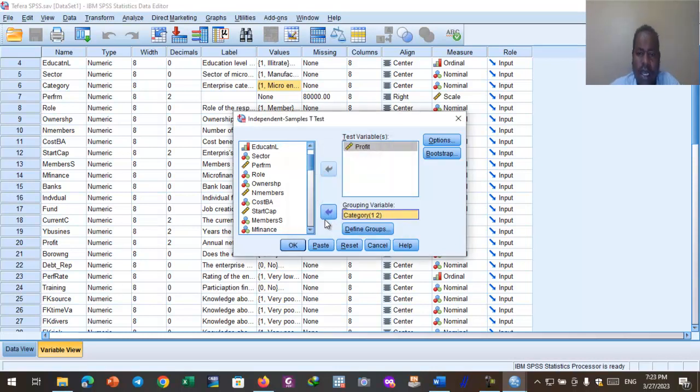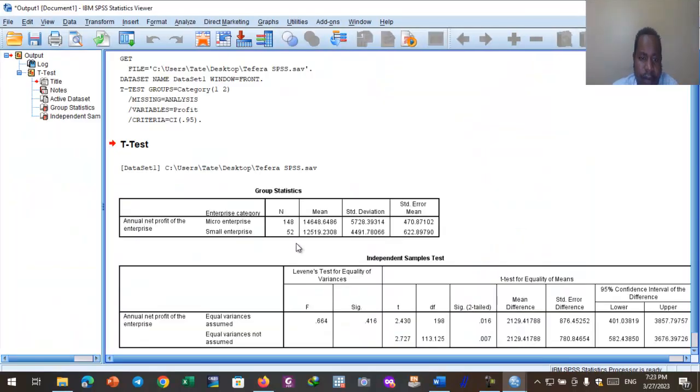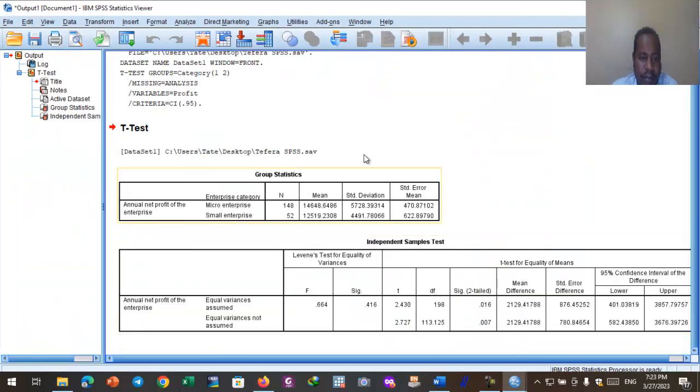Then continue, and unless we define these groups, SPSS won't generate results for us. Therefore, we have to define them, and okay, look here, results come. Basically, two tables appear: the group statistics table and the independent samples t-test table.